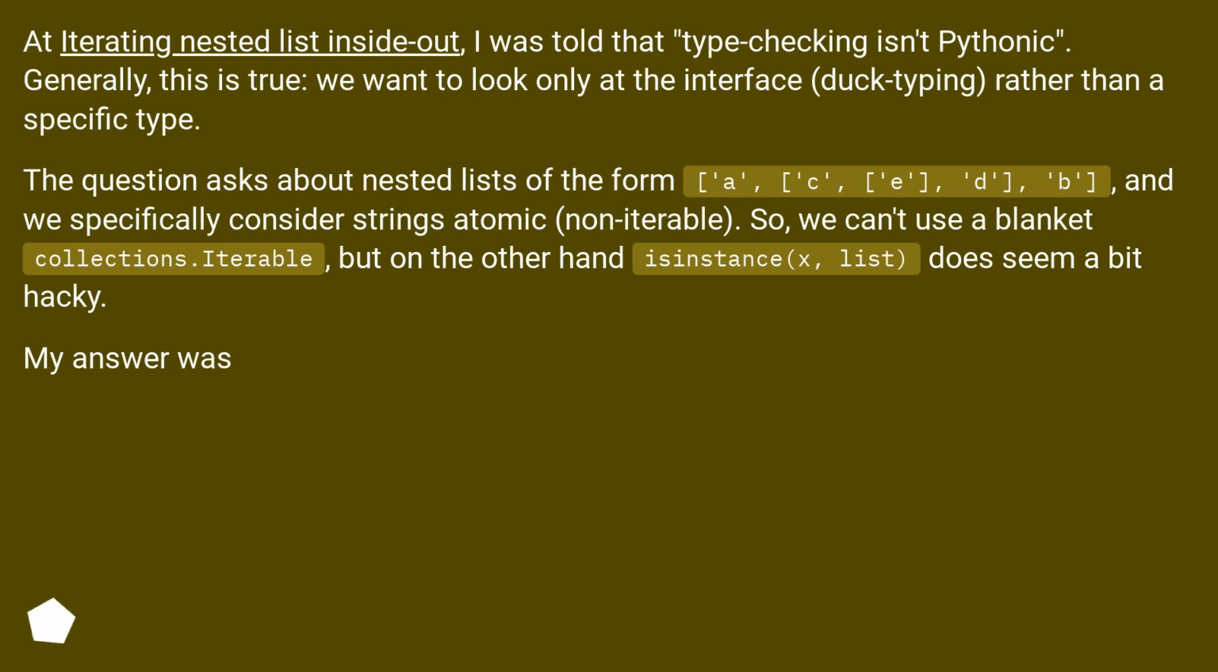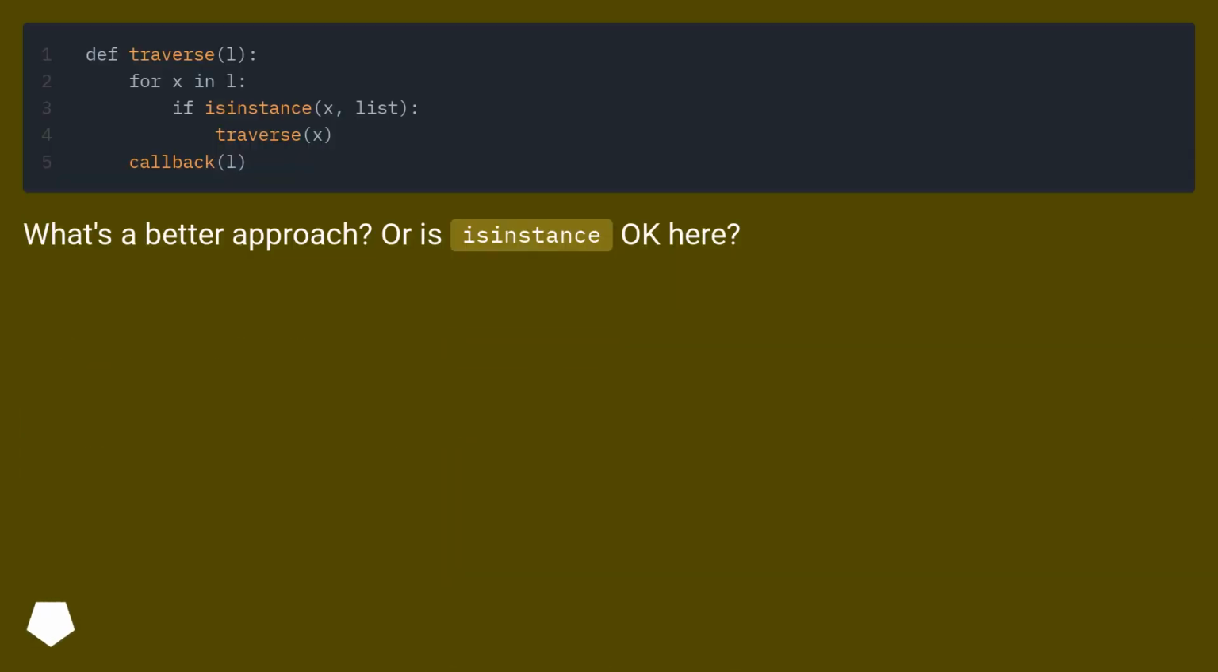My answer was... What's a better approach? Or is isinstance okay here?